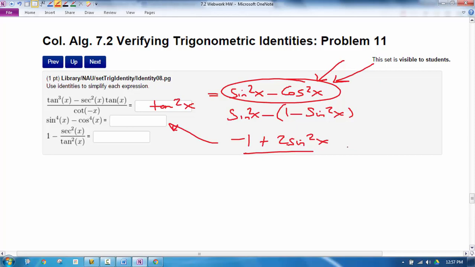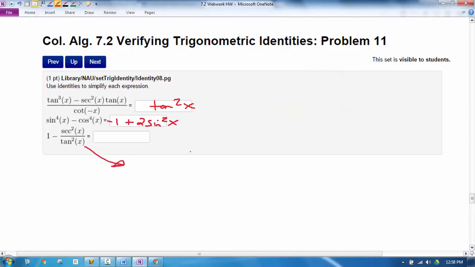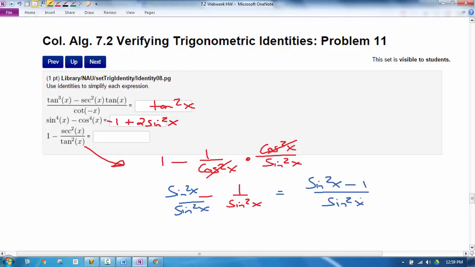Okay, the next problem then right here, I'm going to rewrite secant as 1 over cosine squared and tangent as sine over cosine, and then multiply by the reciprocal of this, in which case the cosines cancel, and I get 1 minus 1 over sine squared, and I'm going to get a common denominator here, so I end up with this right here. Now this top becomes negative cosine squared of x if you use the Pythagorean identities. And so I have cosine over sine, which is negative cotangent of x squared.